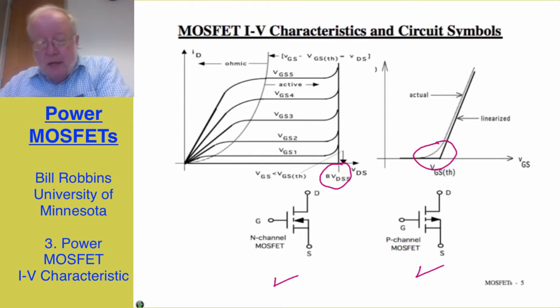Here's the P-channel. In most applications, we're going to use N-channel MOSFETs because the on-state resistance is lower due to the higher mobility of electrons compared to holes. In some specialized circumstances, for example, if we need level shifting or some other requirement, we may use P-channel MOSFETs.